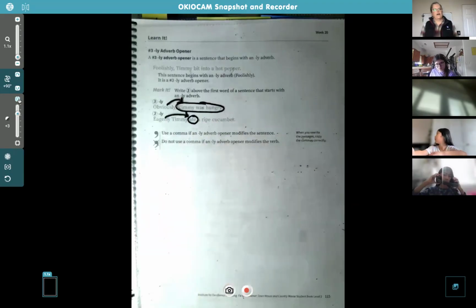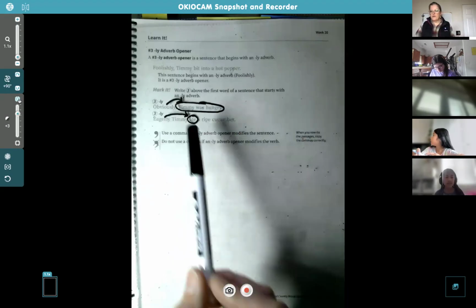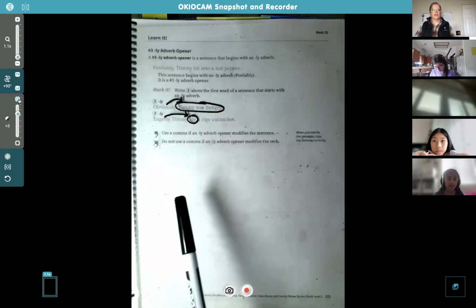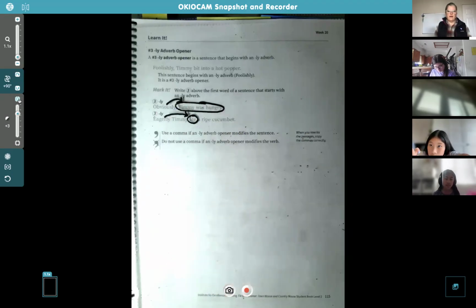So you can see that if it's talking about the whole sentence, obviously Timmy was hungry, you need a comma. If the ly adverb is only really modifying the verb and not the whole sentence, then you don't need a comma. That's the rule. So that's why I wanted you to put this little note in here. See how there is a comma with obviously because it's talking about the whole sentence. And then eagerly is talking about that verb ate. All right, we're going to move on.